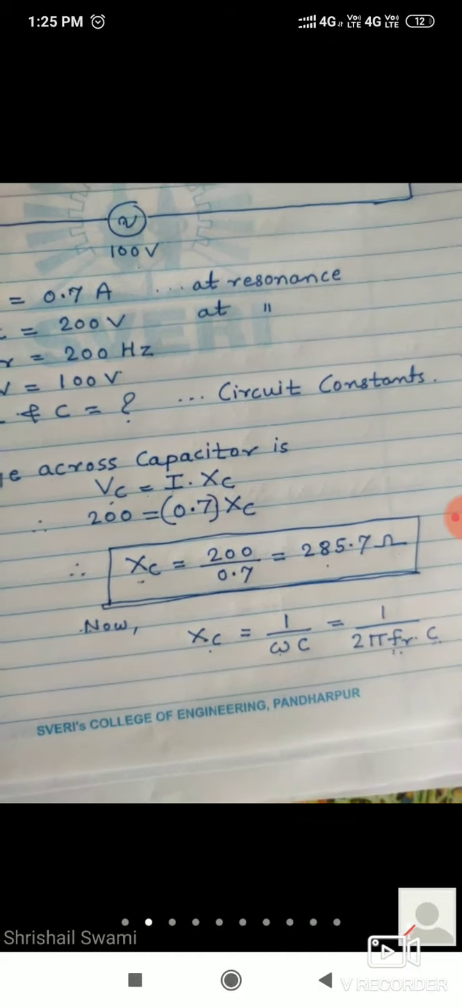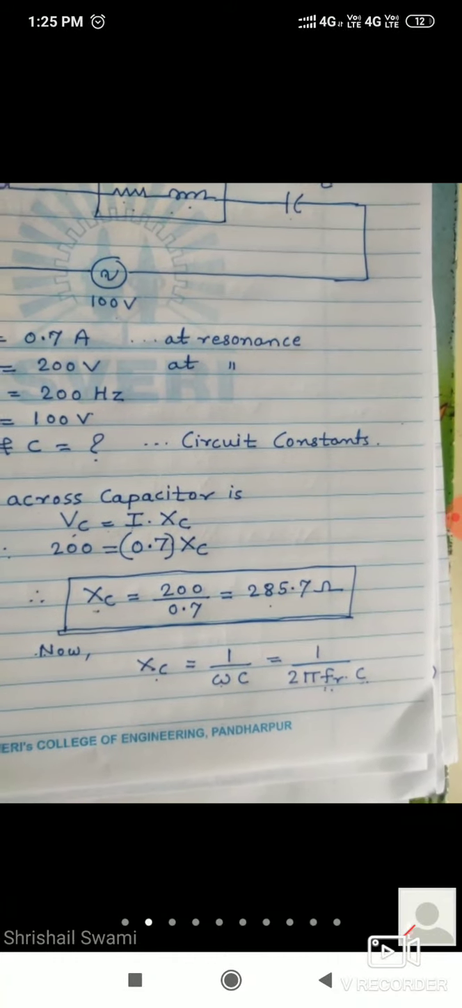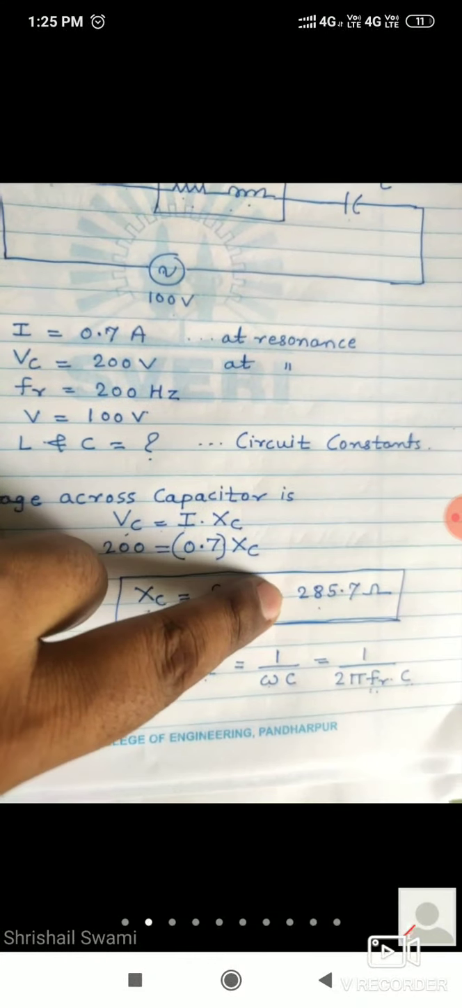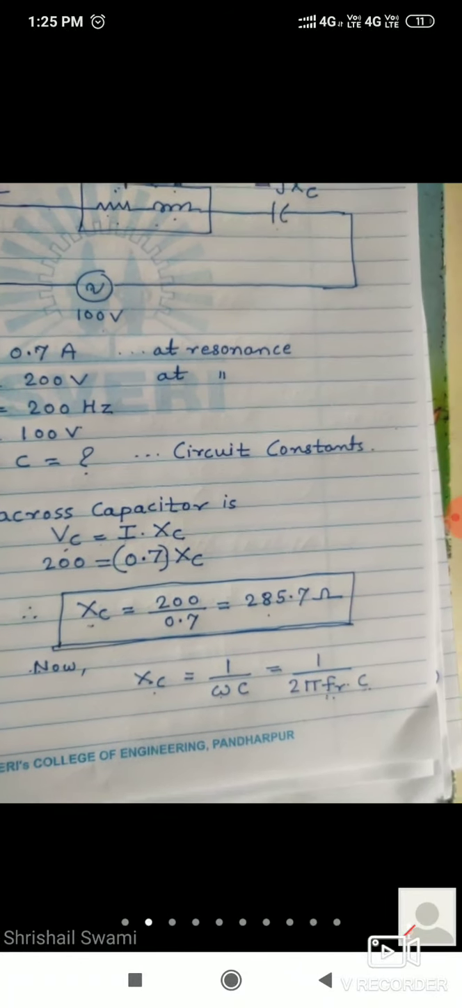So can we find C value now? It is easy to find now. Everyone find C value now. FR is given as 200 Hz. XC value is given as 285.7. Only you need to calculate the value of capacitor C. Find out and tell.